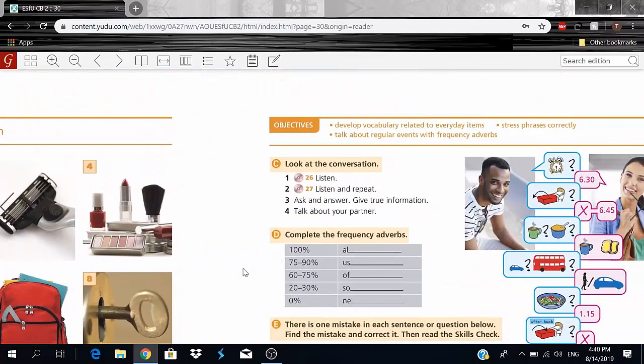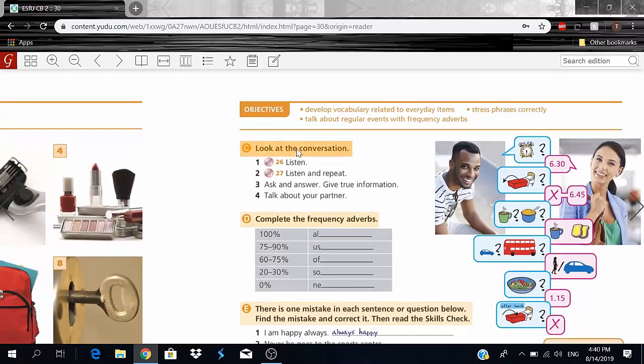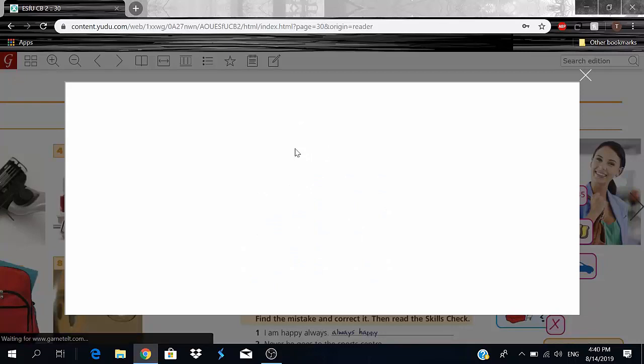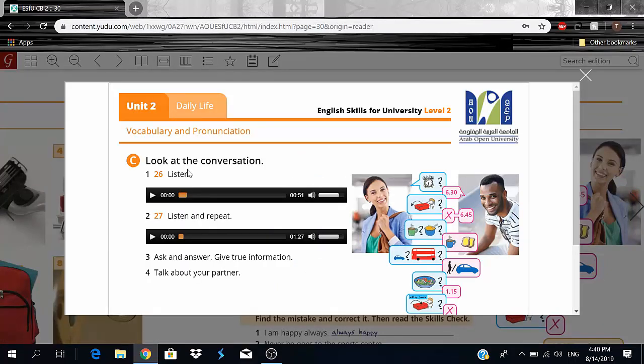Here we have exercise C. Look at the conversation. Okay, so we're gonna listen to a conversation right now between a guy and a girl. Let's have a listen here. 26. Exercise C1. Listen.